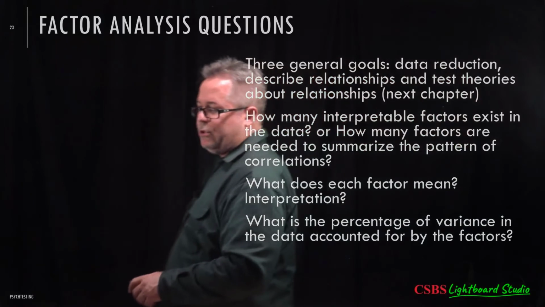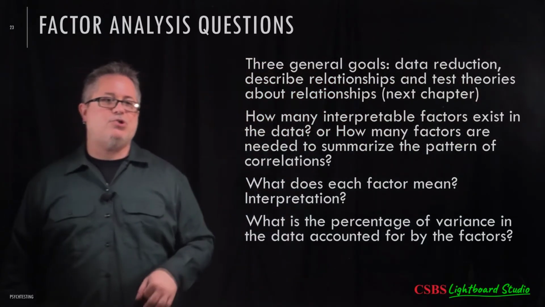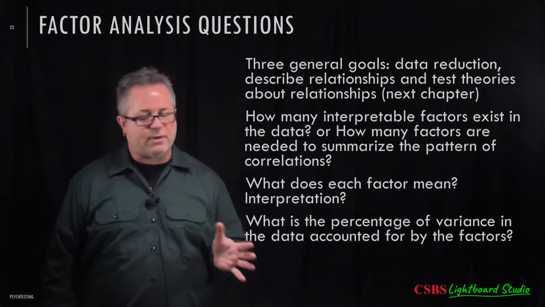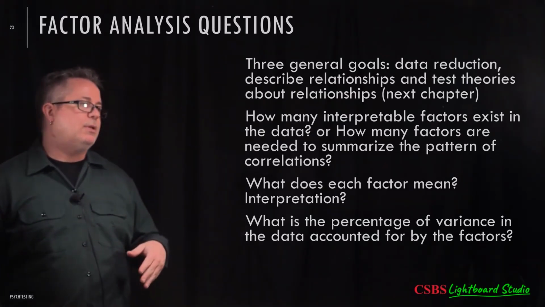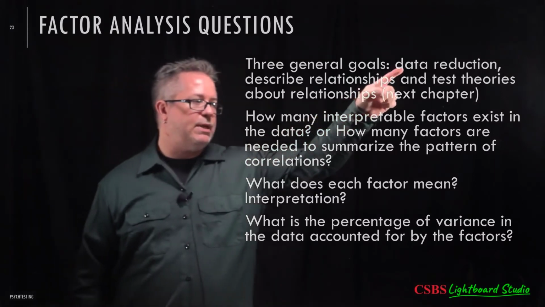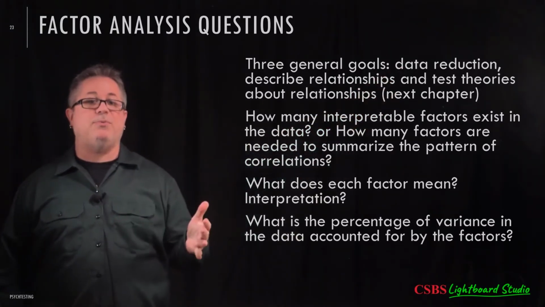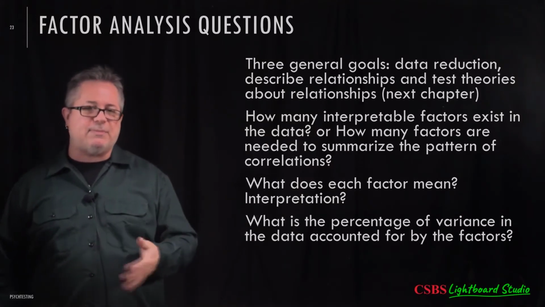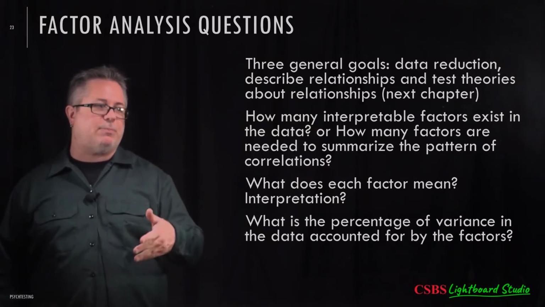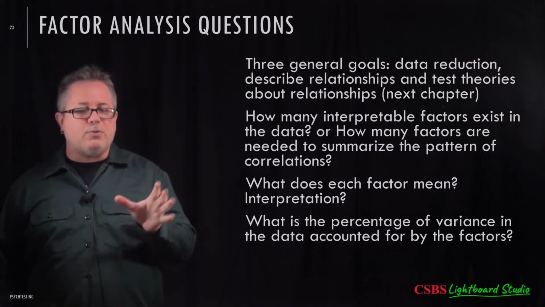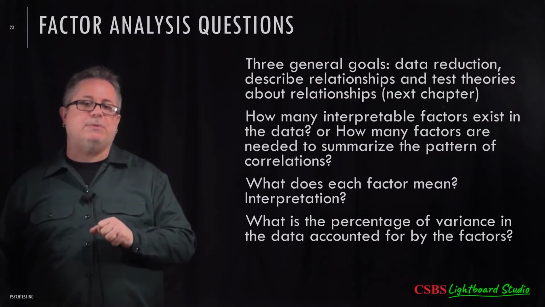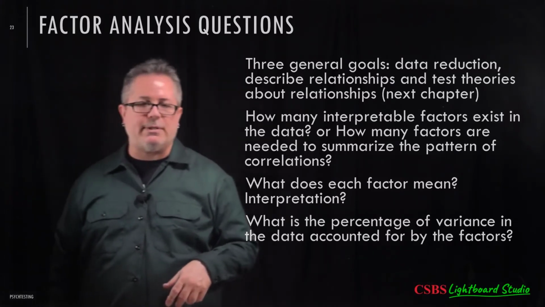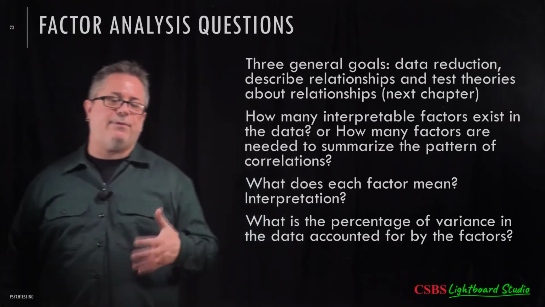So, factor analysis questions. Three general goals. We have three general goals, and this is true of factor analysis and principal components. We want to reduce data down. So you have a 24 by 24 matrix. It's pretty hard to do anything with that. That's why oftentimes the easy route is just to add up all the items and create a composite, because now you have at least all those items compacted into a single measure, and that's much easier to use as a predictor in regression or something like that. So when you have 24 items, trying to figure out what to do with them is hard.